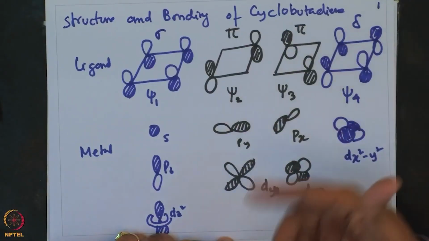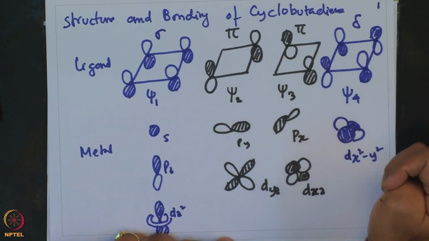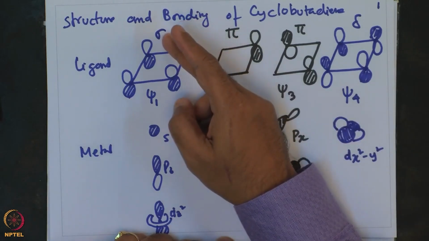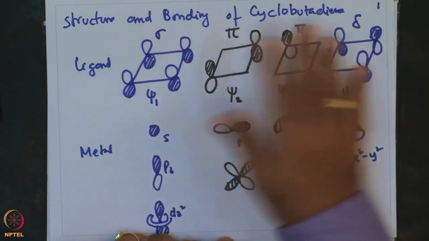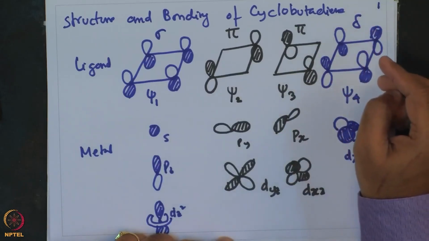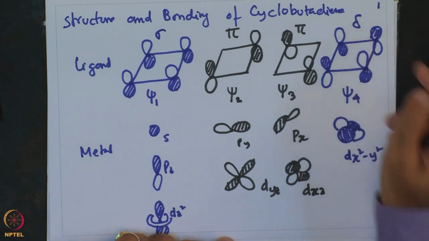Now apart from the various kinds of interactions, like sigma interaction, two pi type interactions and one delta type interaction, one can also see that the strength of the interaction obviously would vary. For example, a sigma interaction would be the strongest one, followed by pi type interaction, and among all these four interactions, delta is the weakest kind of interaction one can envision. So this diagram provides a brief overview of how the cyclobutadiene moiety interacts with various kinds of metal based orbitals.